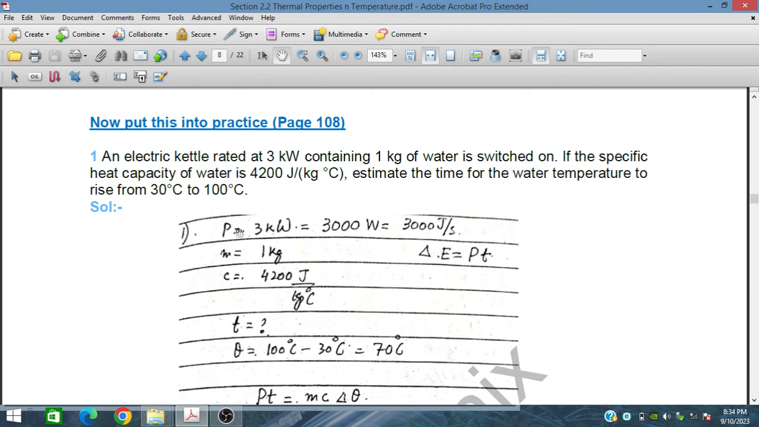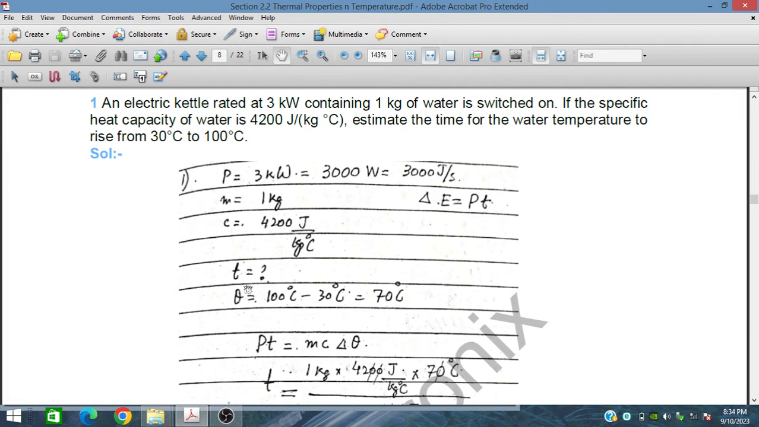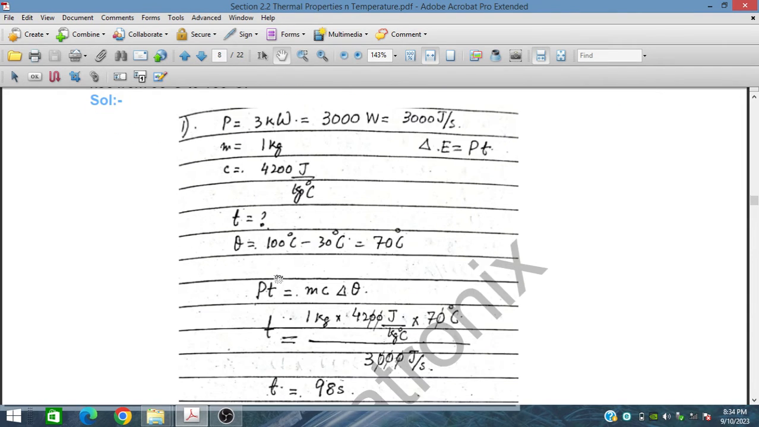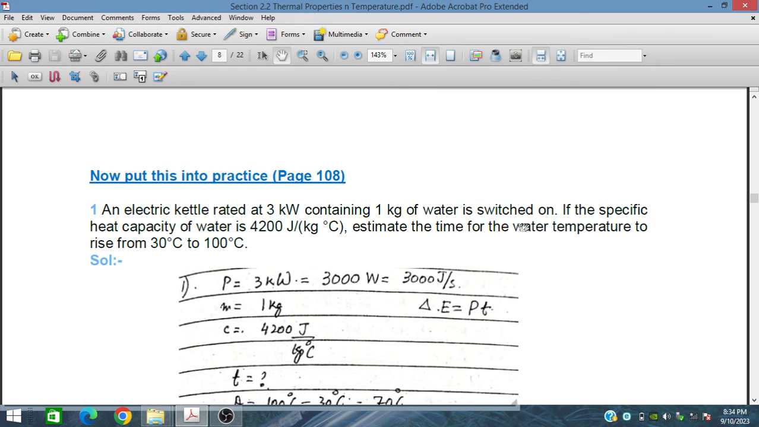So the power of the kettle is 3 kilowatt, that is 3000 watt or 3000 joules per second, and energy is basically power into time. Mass is given as 1 kg, and the specific heat of water is 4200 joules per kilogram per degree, and we have to find the time. The temperature rise is from 30 to 100, that is 70 Celsius.